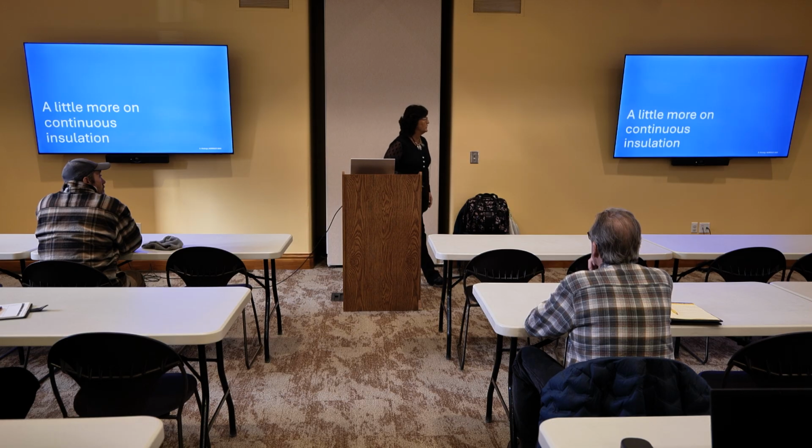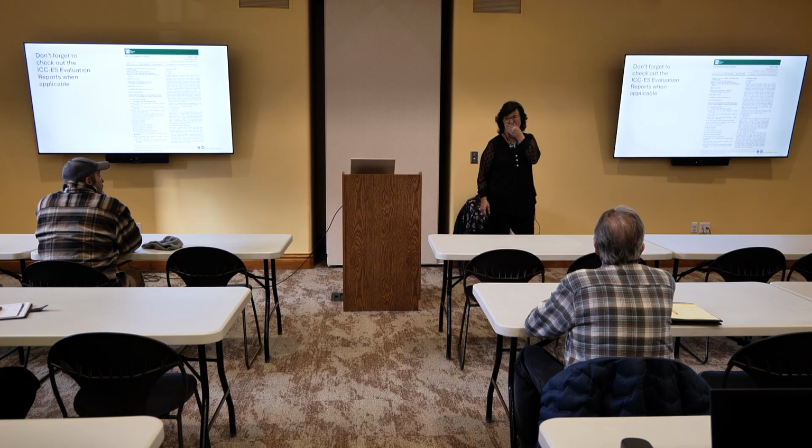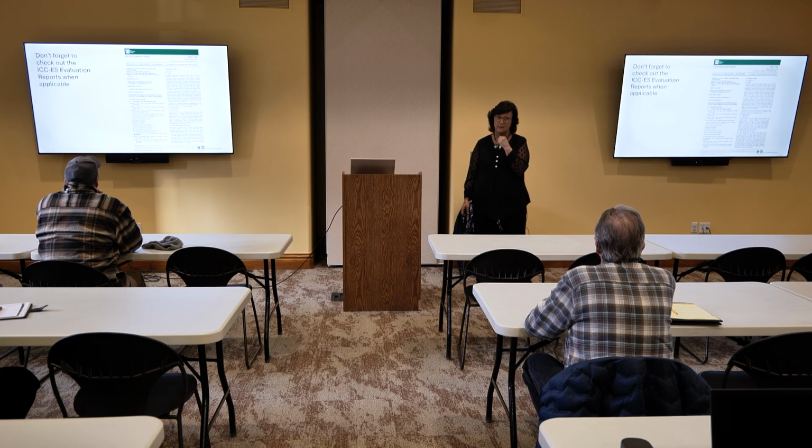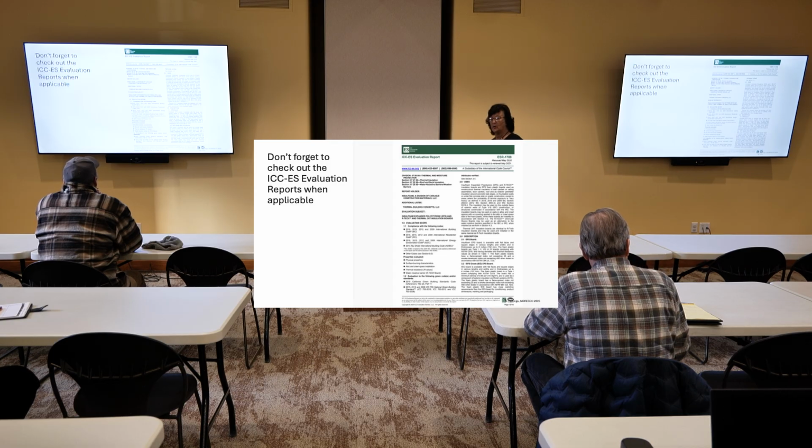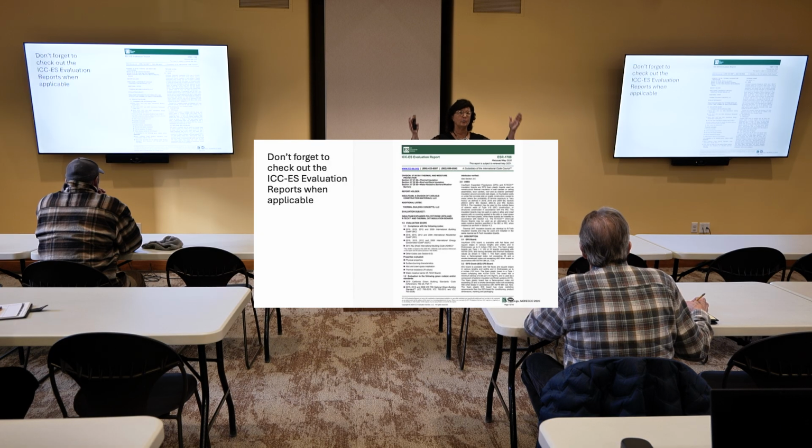Every single one of them will have an ES report, right? If you haven't pulled up ES reports, this is something you ought to do too, besides the dew point. ICC has an evaluation service where people can bring their products and have them evaluated to code, and it's costly, so not everybody does it. Some of these ES reports are broad. They cover all polyiso. Some of them are proprietary. It covers polyiso by this manufacturer. So you have to be careful of what you're looking at.